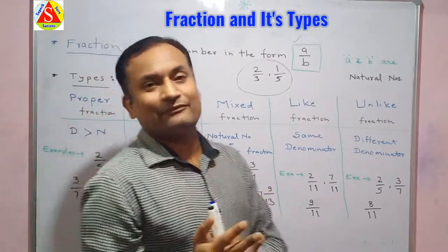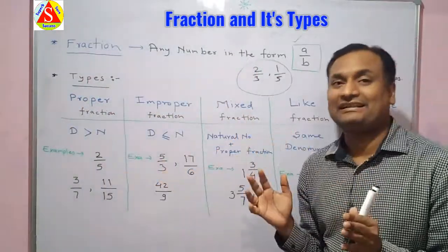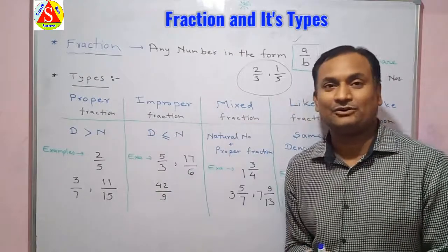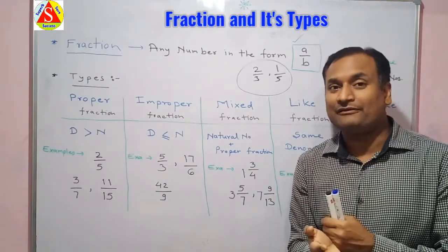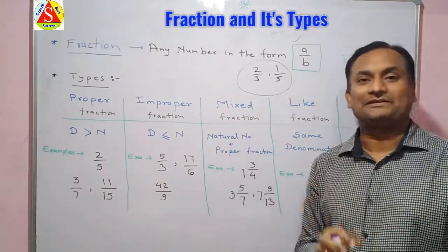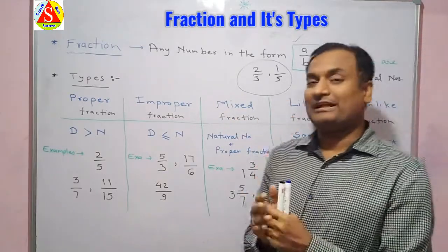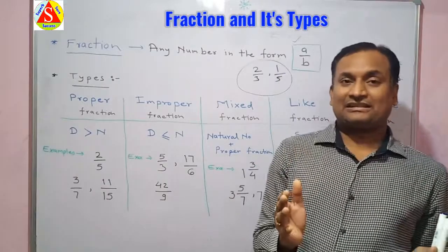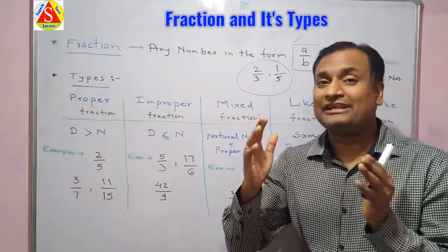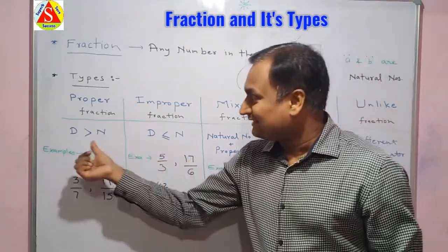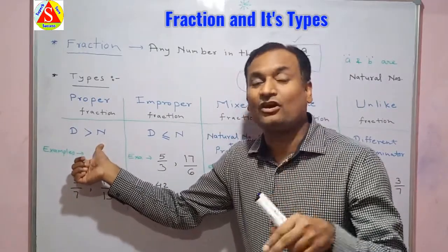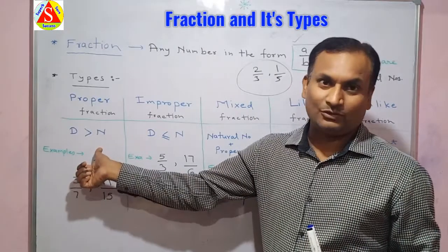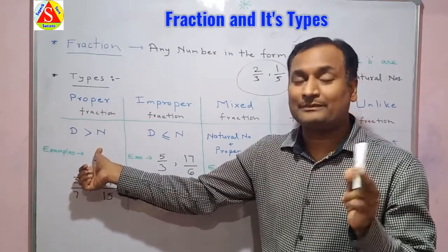So starting with the first one, that is our proper fraction. First of all we will define it, then we will see its examples. So dear students, any fraction whose denominator is greater than its numerator is called proper fraction. So dear students, what is the meaning of this?